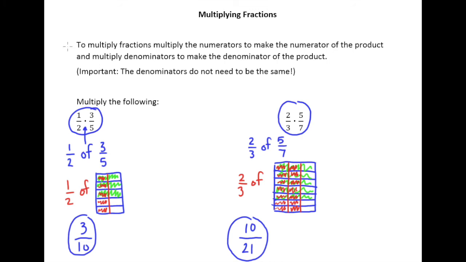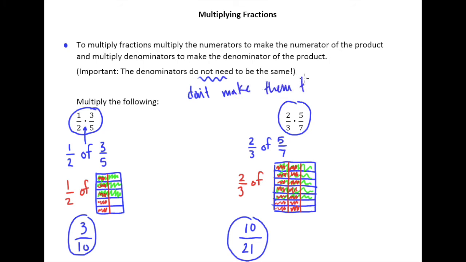But here's the general rule. To multiply fractions, multiply the numerators to make the numerator of the product, and multiply the denominators to make the denominator of the product. So it's as simple as that. In other words, multiply straight across. And then I put a little note here, important: the denominators do not need to be the same. Don't make them the same.